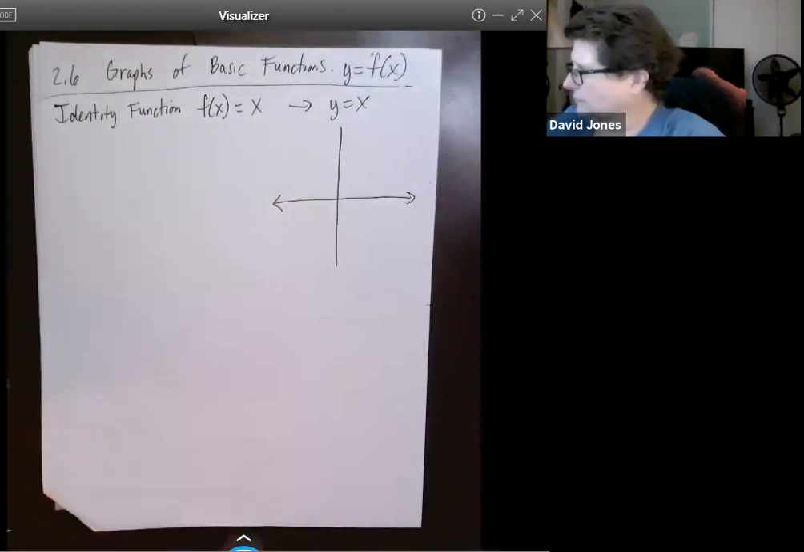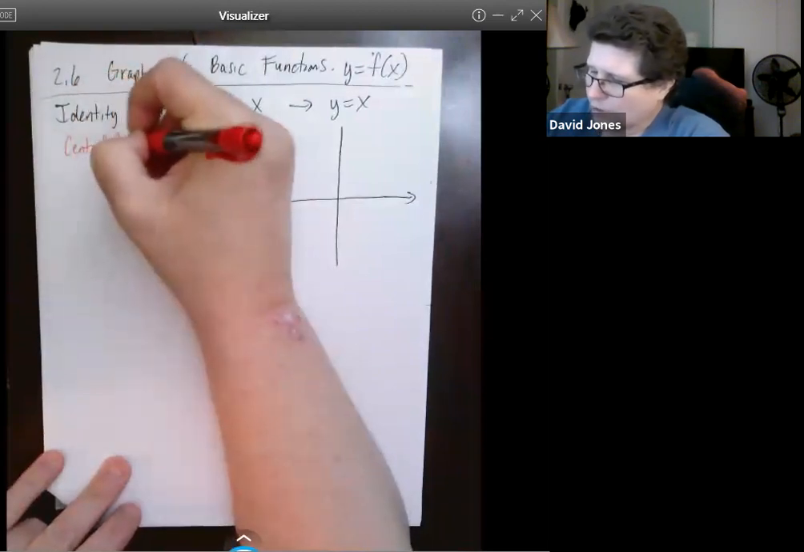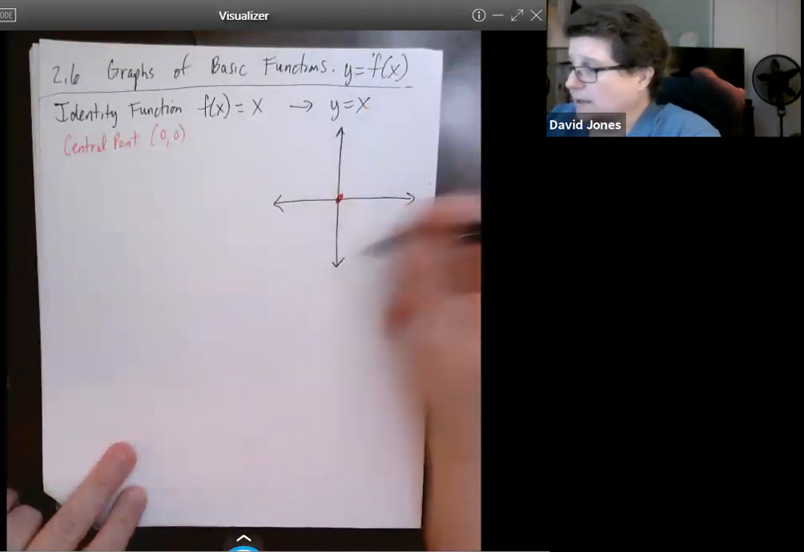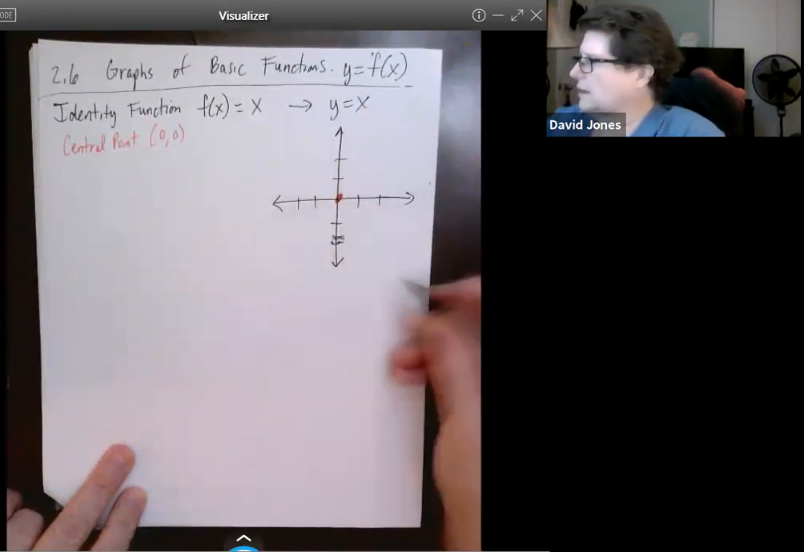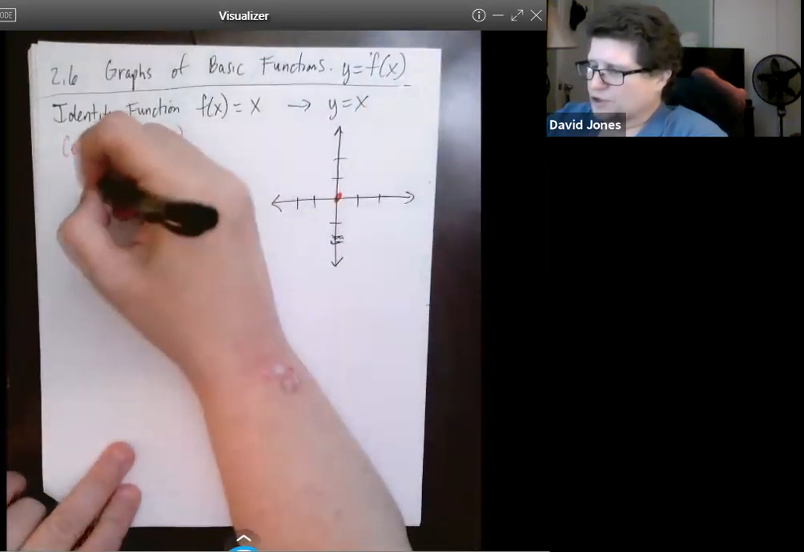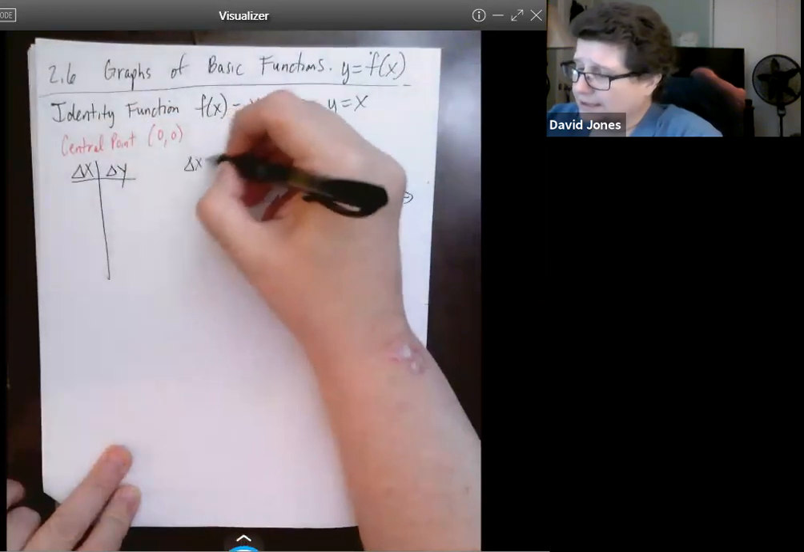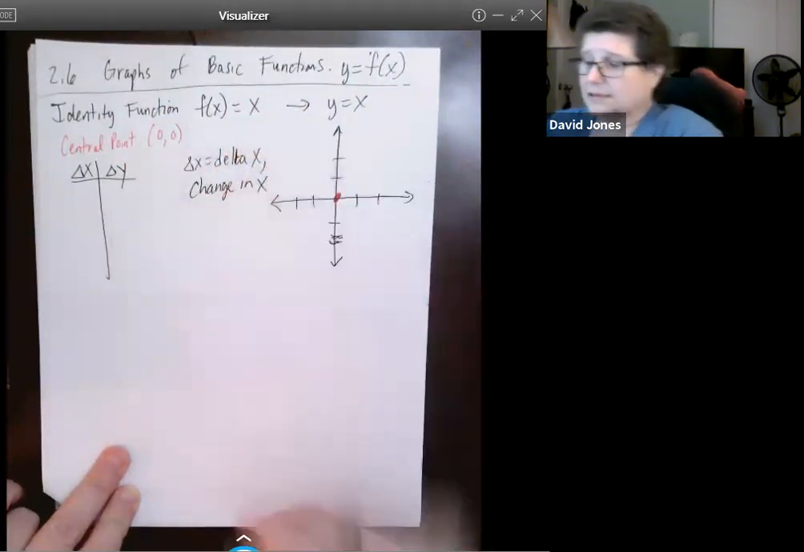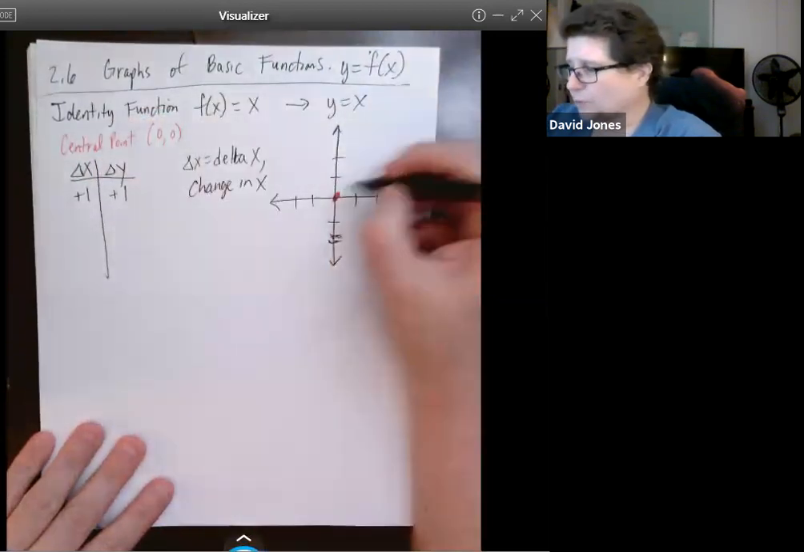So this may sound funny. It'll come clearer as we go on. I'm going to call my central point the origin, 0, 0. And as we change x, we use the symbol, the triangle x. Triangle x is said as delta x, and it means change in x. So if I go right 1, I've got to go up 1. It's got a slope of 1.